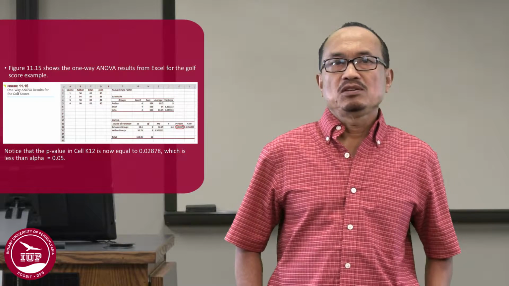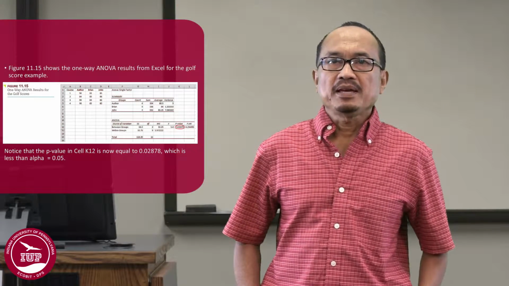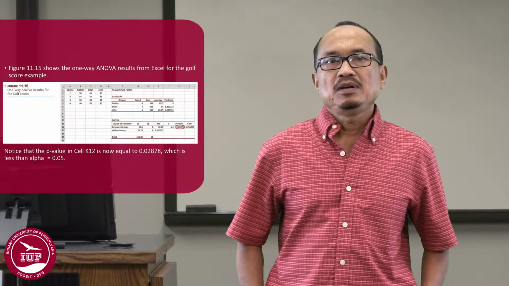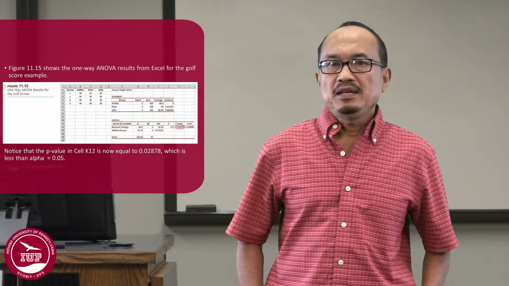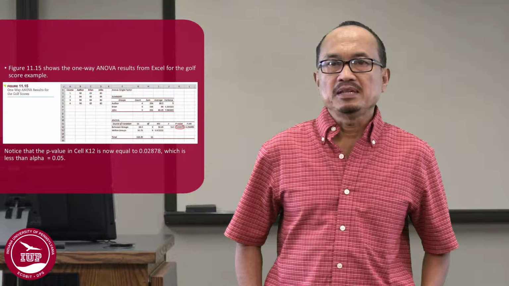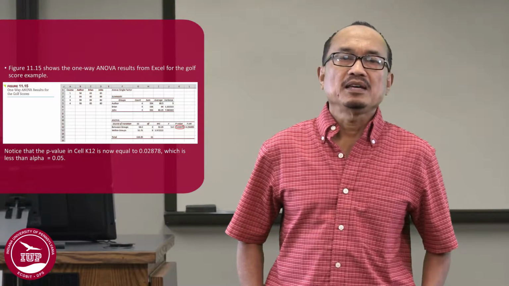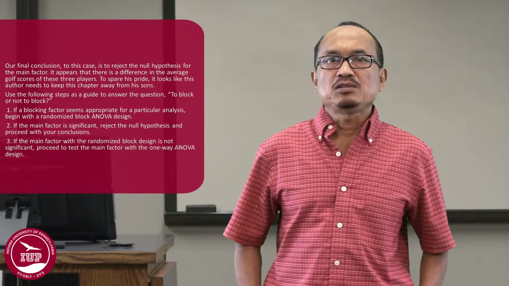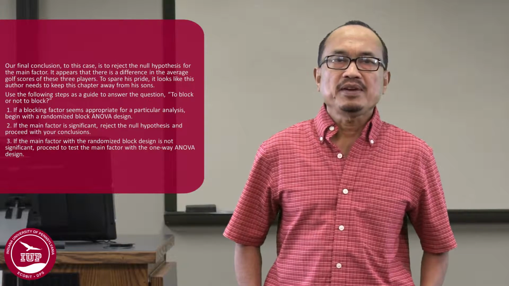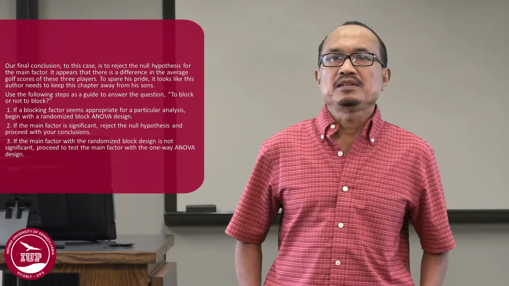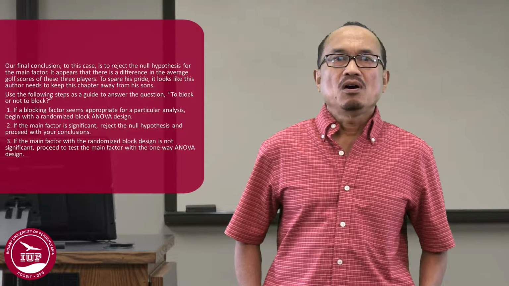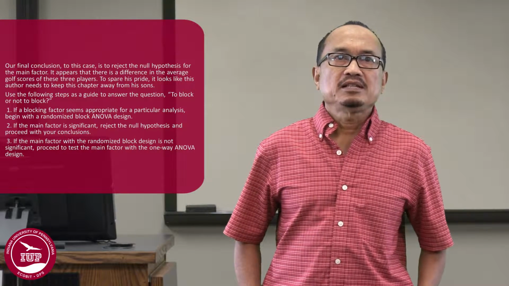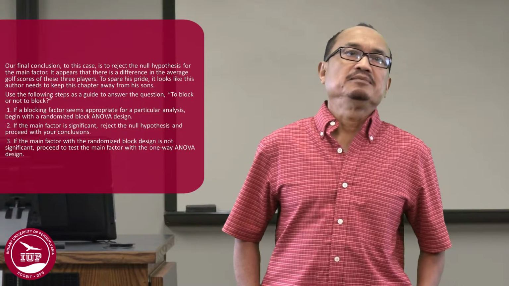Figure 11.15 shows the one-way ANOVA result from Excel for the golf score example. Notice that the p-value in cell K12 is now equal to 0.02878, which is less than alpha equal to 0.05. Our final conclusion to this case is to reject the null hypothesis for the main factor. It appears that there is a difference in the average golf score of these 3 players. To spare his pride, it looks like this author needs to keep this chapter away from his sons.